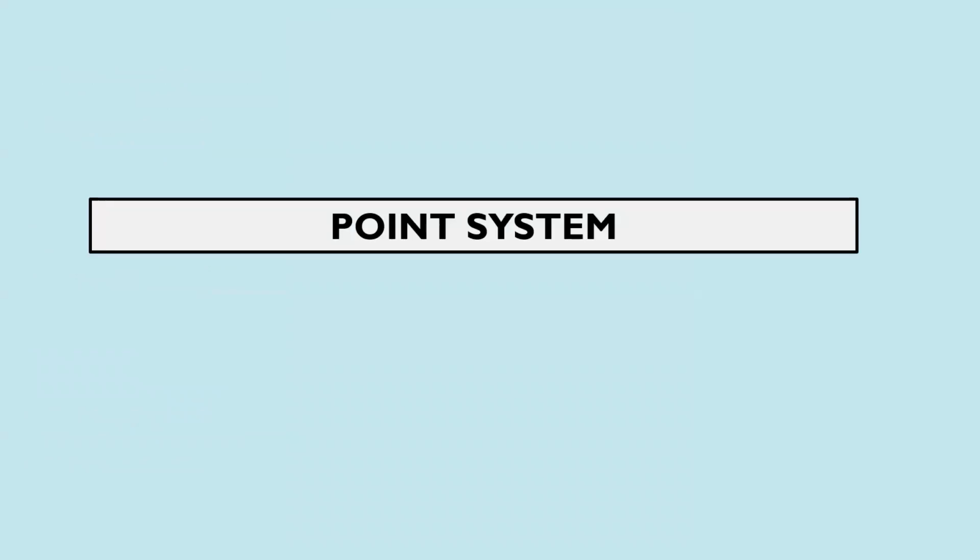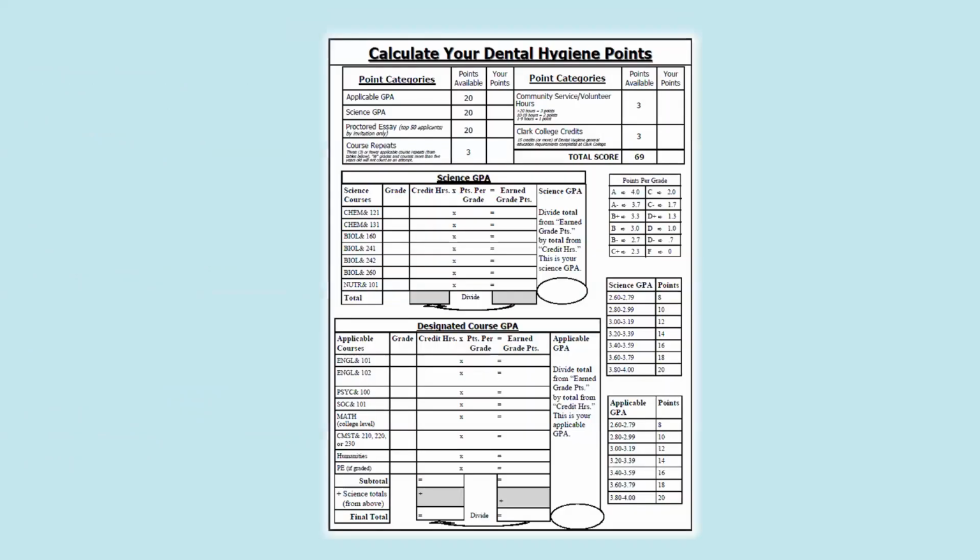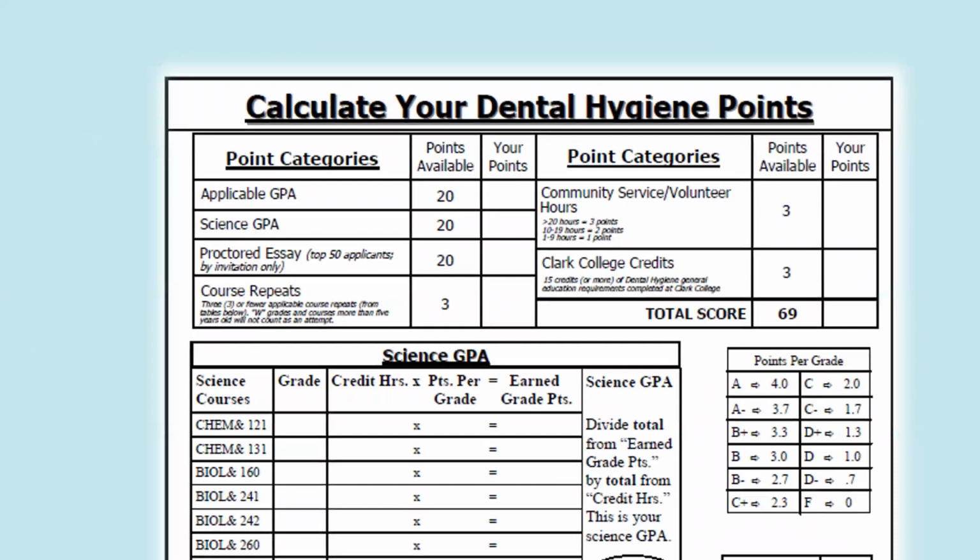Next up, we'll jump into the point system. This is the breakdown of the Clark College Dental Hygiene point system. This point system details that there is a total of 69 points possible. This point system is what the department uses to rank applicants and determine who is offered positions into the program. It is very important that an applicant understand what is considered within the point system.